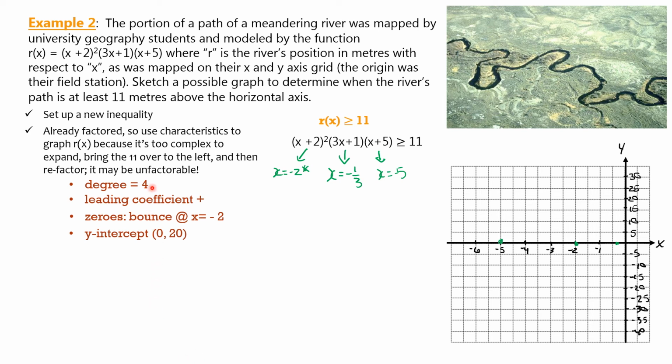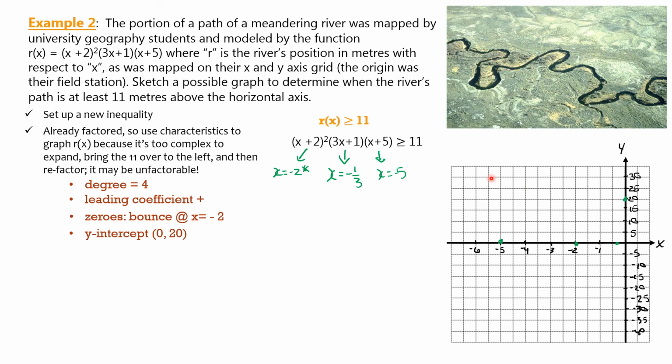The degree is 4. So that means this could have a W shape or an M shape. It's not going to be the flattened parabola because I have 3 zeros here, so it's going to have the W or the M shape. My leading coefficient is positive. That means it's got the W shape, not the M shape. I've got the zeros on there. The y-intercept is 20. Let's put that on. That's going to help me to get a better idea of the shape here.